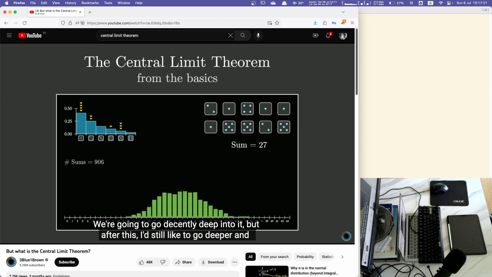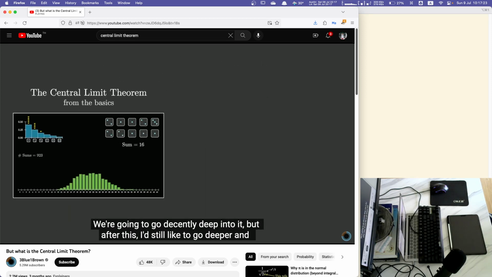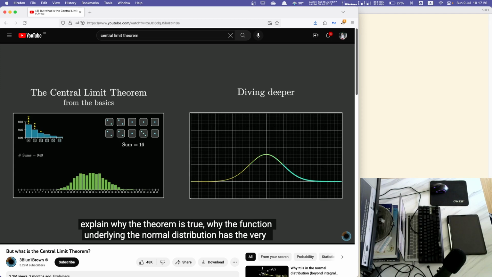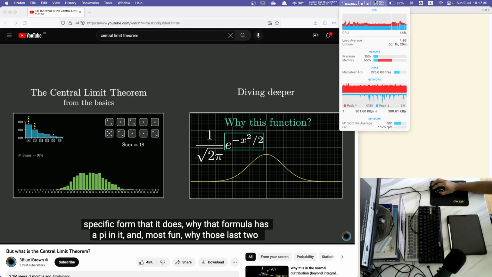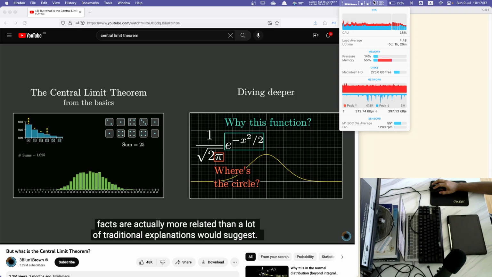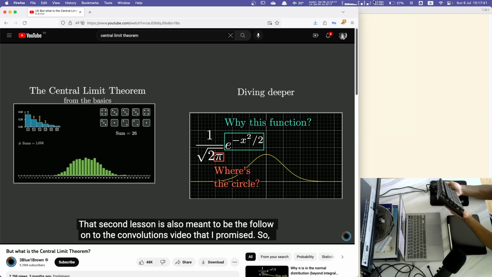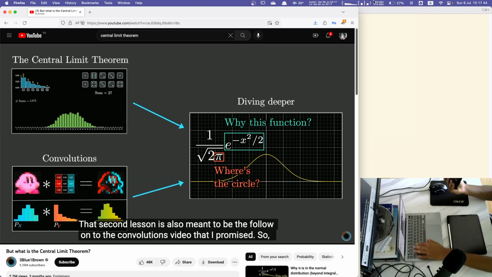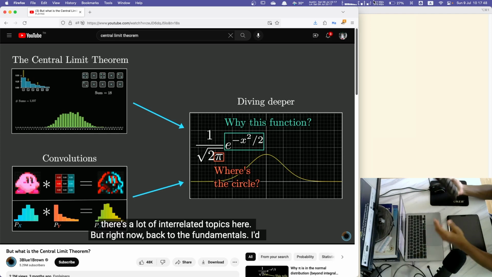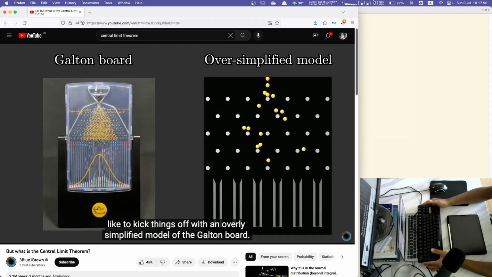We're going to go decently deep into it, but after this, I'd still like to go deeper and explain why the theorem is true, why the function underlying the normal distribution has the very specific form that it does, why that formula has a pi in it, and, most fun, why those last two facts are actually more related than a lot of traditional explanations would suggest. That second lesson is also meant to be the follow-on to the convolutions video that I promised, so there's a lot of interrelated topics here. But right now, back to the fundamentals, I'd like to kick things off with an overly simplified model of the Galton board.